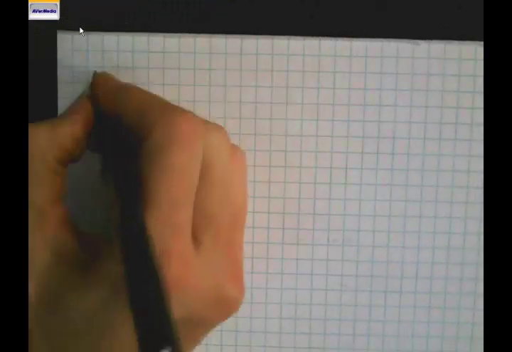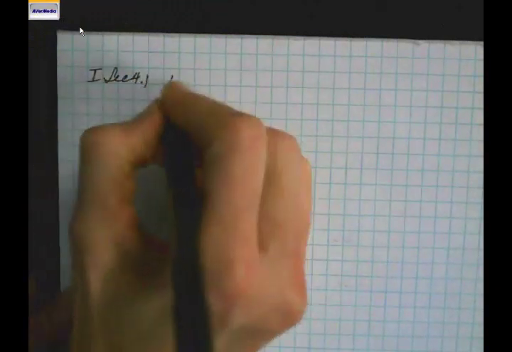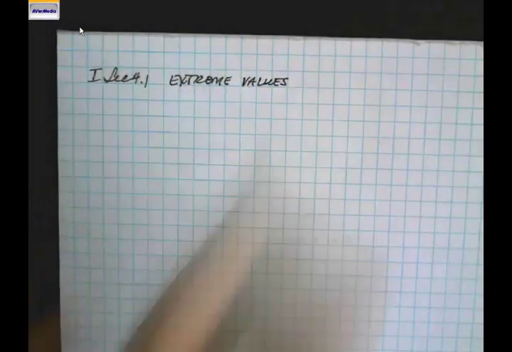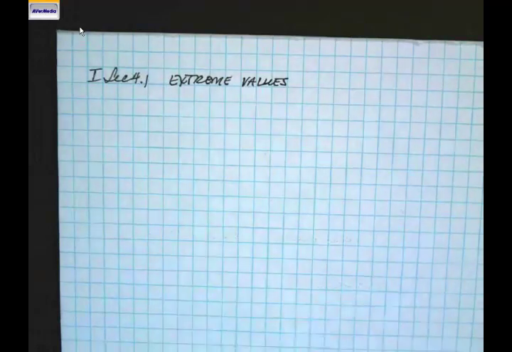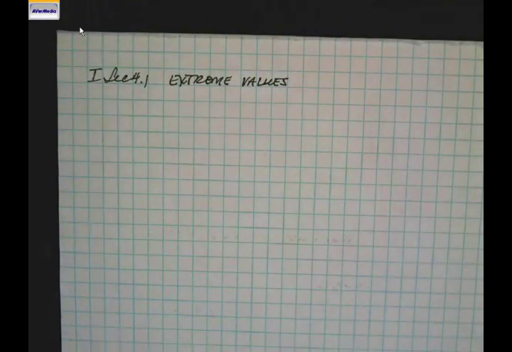All right, so section 4.1. Extreme values. Now, extreme values are local maxes and local mins, which are maximum points and max and min values of your graph. And that becomes a big deal when it comes to applications later on in this chapter.